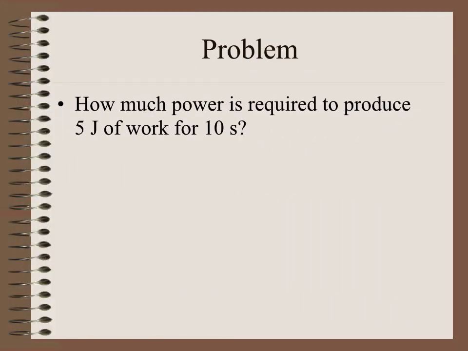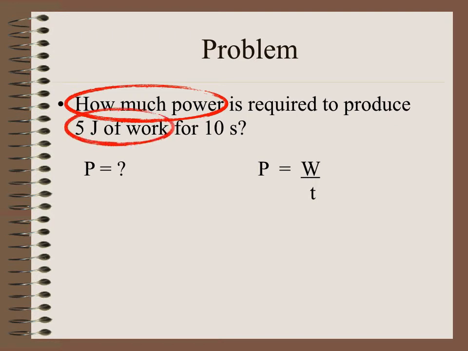Now let's try an example. How much power is required to produce 5 joules of work for 10 seconds? So as usual, we start by identifying what we're looking for. How much power? We could put down our formula for power, which is work over time, which means we need work and we need time. So it tells us we have 5 joules of work and 10 seconds for time.